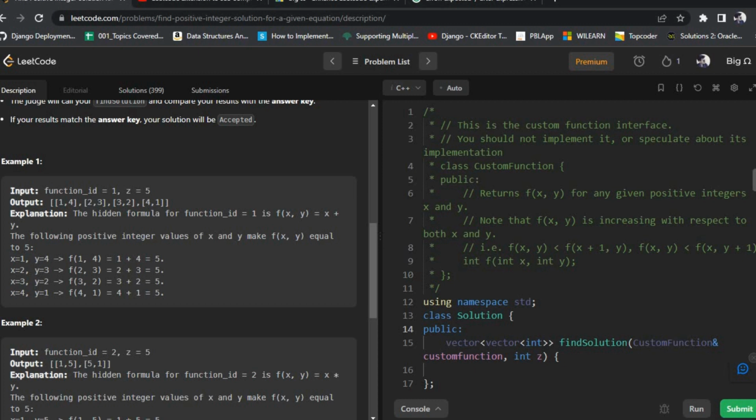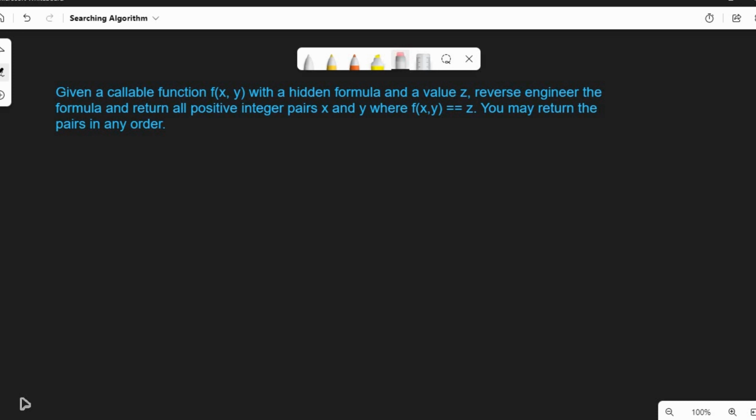x is 1, y is 4, that gives x plus y, which is equal to 5. Yes, it is equal to 5, which means this is the answer. 1 comma 4 means x is equal to 1 and y is equal to 4 gives 5 for the function id 1. Let's understand it on the board.